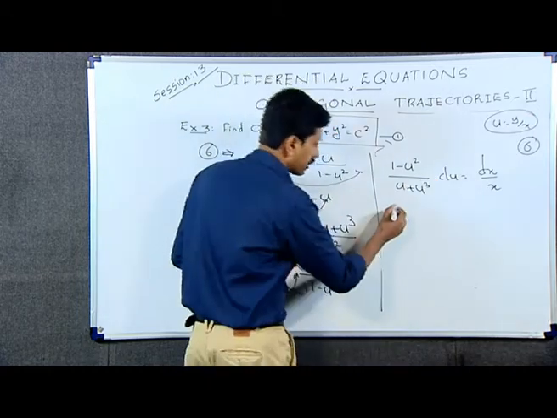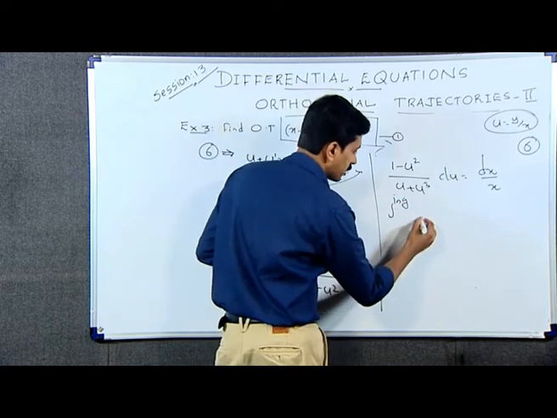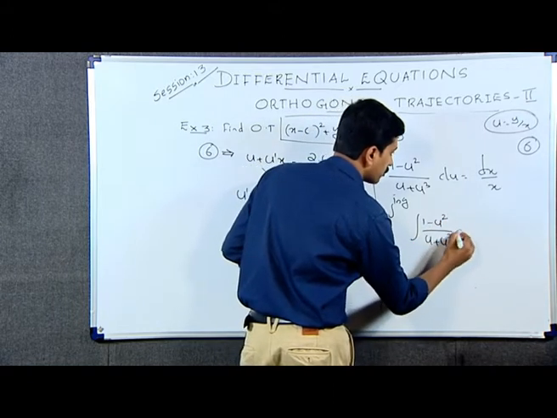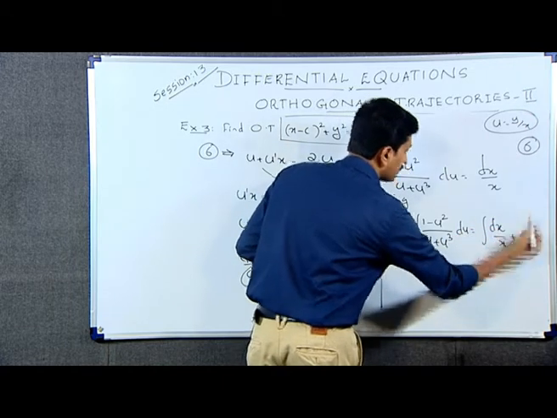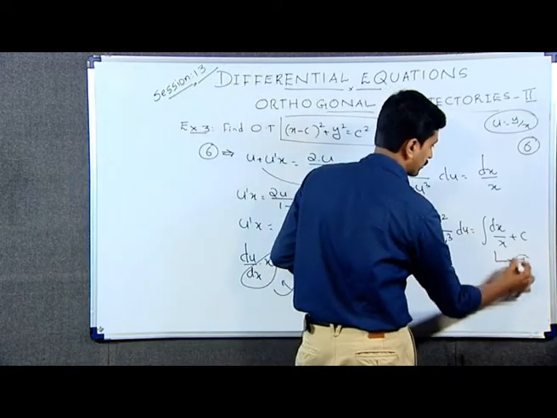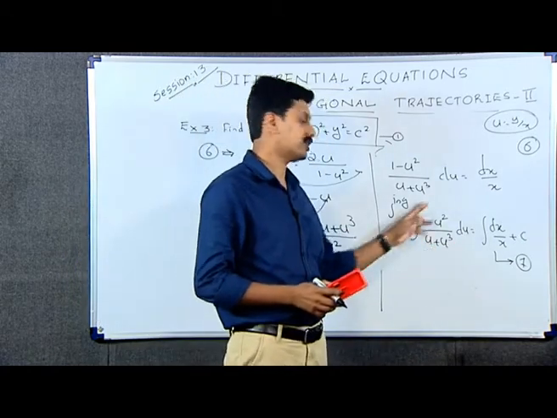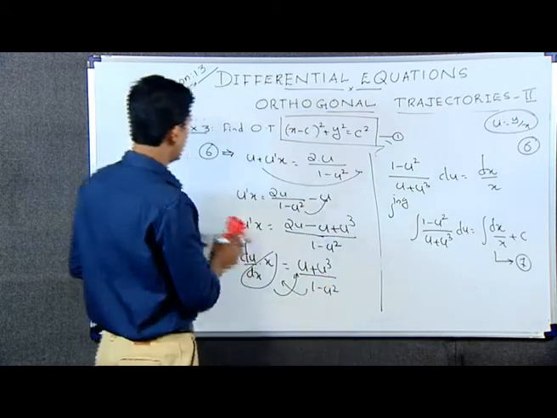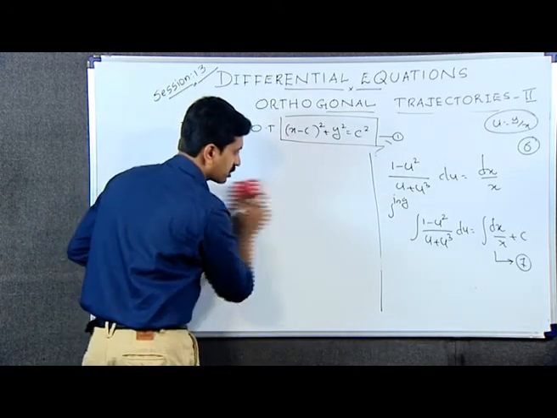So, I would like to integrate both sides. It will be the integral of 1 minus u square divided by u plus u cube du is equal to the integral of dx by x plus c. I am taking this as equation number 7. See, in 7, on the left side we have to make it a partial fraction. So, how will we change it into partial fractions?